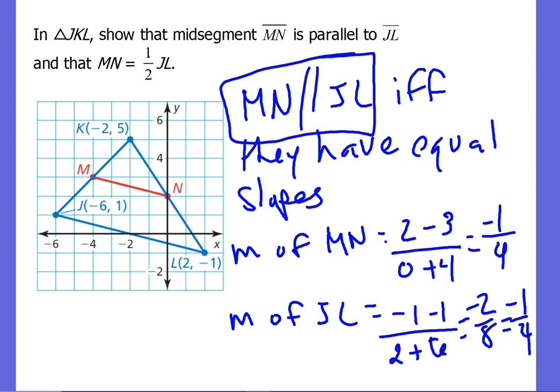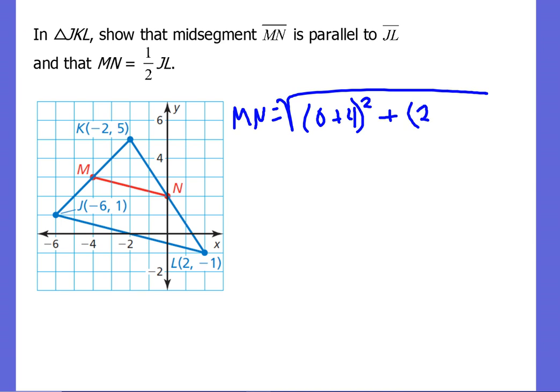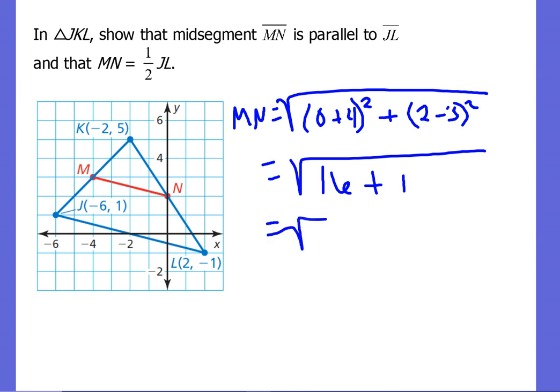The other thing that it asked us is, can we show that MN is exactly half of JL? Well, think about what this application means. How do we show lengths that are half or equal to each other on a coordinate plane? Well, that comes down to our distance formula. So let's find the distance of MN. The distance of MN is equal to the square root of x2, which is 0, minus x1, which is negative 4, but it becomes positive, squared, plus y2, which is 2, minus y1, which is 3, squared. So we get the square root of 4 squared, which is 16, plus 2 minus 3, a negative 1, times itself, a positive 1. I'm just going to leave it as the square root of 17, because that's going to help me compare whether it is half or not.